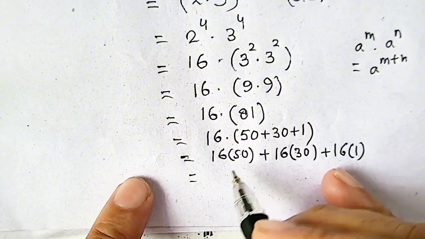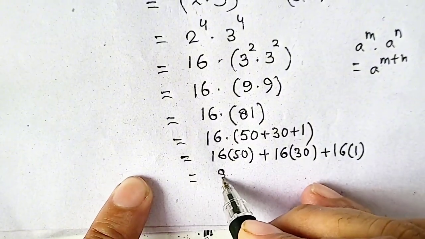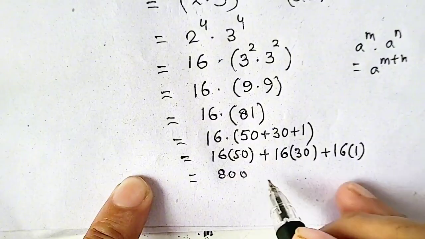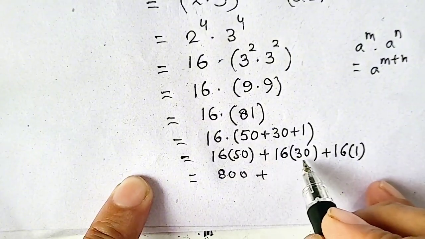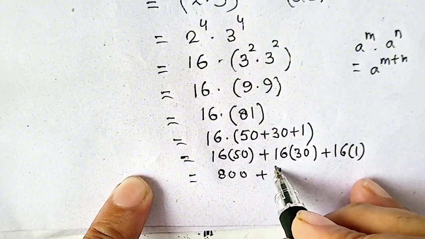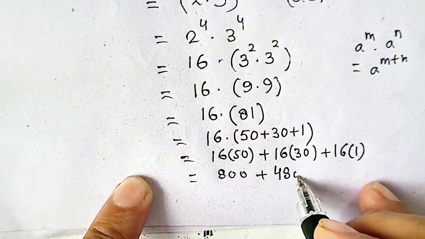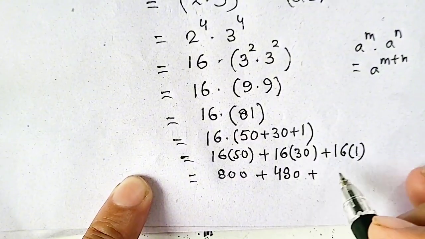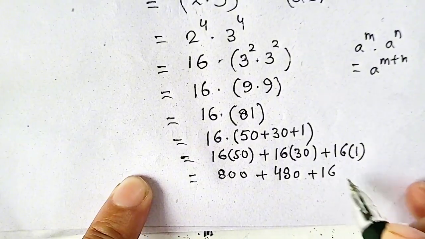So 16 multiplied by 5 will be equal to 80, so 800. Plus 16 times 30 will be equal to 480. Plus 16 times 1 is equal to 16.